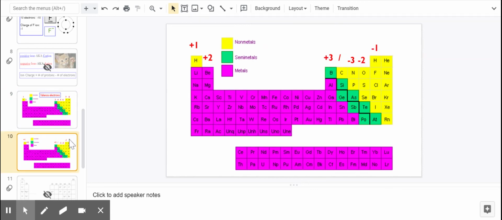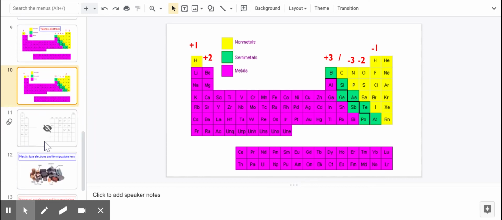So here's the pattern. Group 1 forms positive 1 charge ions. Group 2 forms positive 2 charge ions. Group 3 forms positive 3 charge ions. Group 4 doesn't form ions. Group 5 negative 3, group 6 negative 2, group 7 negative 1. Group 8 are very stable. They don't form ions. We are going to learn more tomorrow. Right now, we are going to just focus on ions.